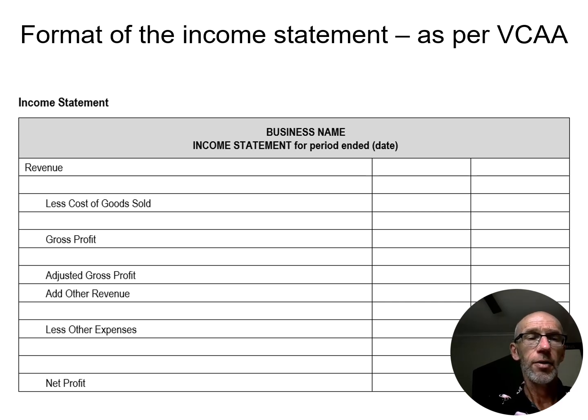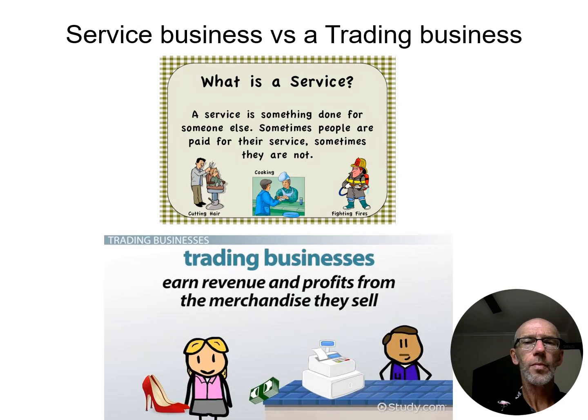I'm doing this for the study design that goes from 2019 to 2024, so possibly this might need an update in 2025. Now, just in the context of Unit 1, Unit 1 focuses on service businesses. So a service business is not selling inventory, and this has ramifications for the headings used, the actual preparation of an income statement.